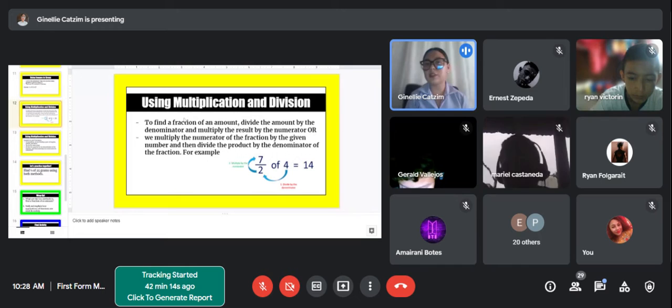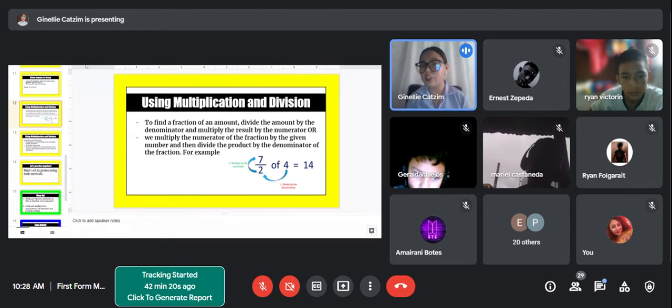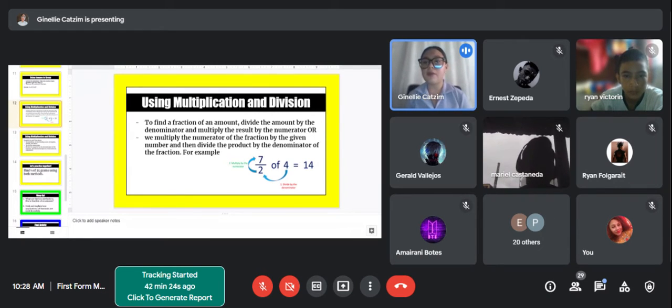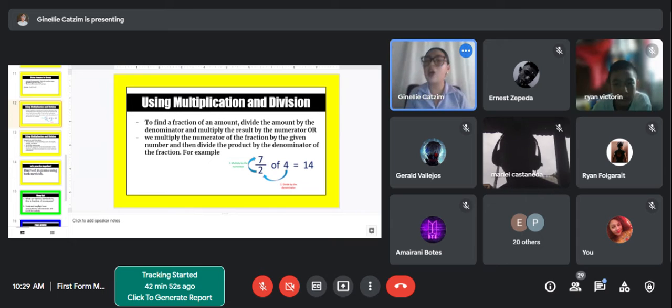So moving on, we have using multiplication and division. To find a fraction of an amount, divide the amount by the denominator and multiply the result by the numerator. Or we multiply the numerator of the fraction by the given number and then divide the product by the denominator of the fraction. So there are 2 ways in which you can do it. If you say 7/2 of 4, in this one, I divide by the denominator. So 4 divided by 2 gives me 2. That 2, I multiply by the numerator and I have 14. Or what I can do is multiply 7 and the 4.